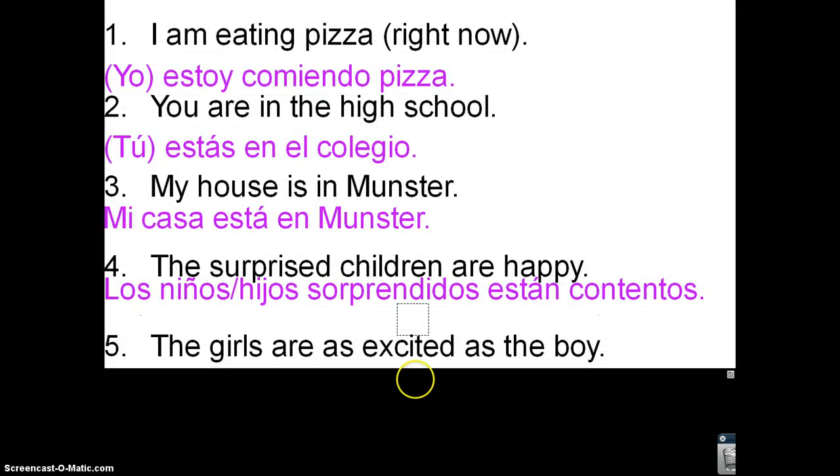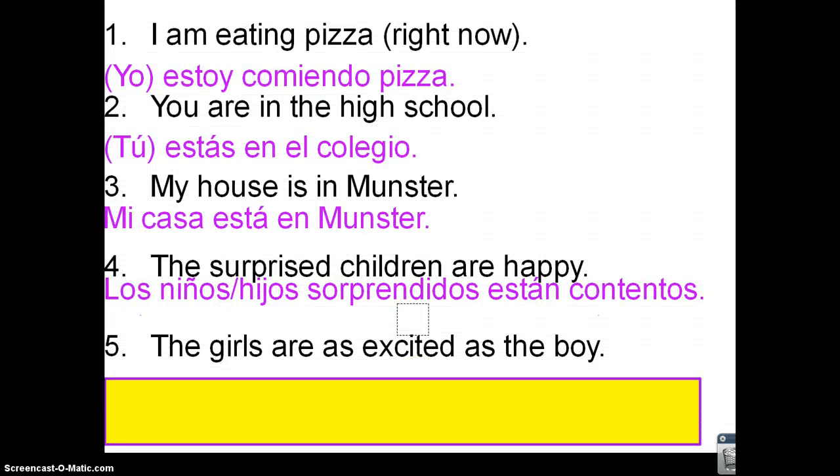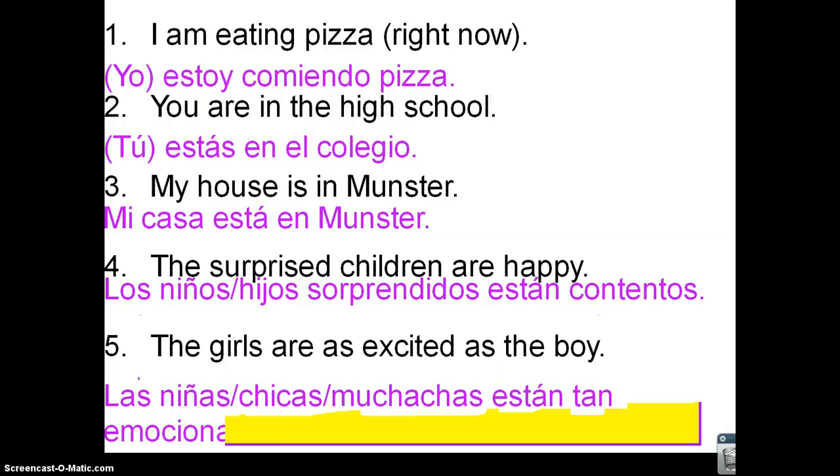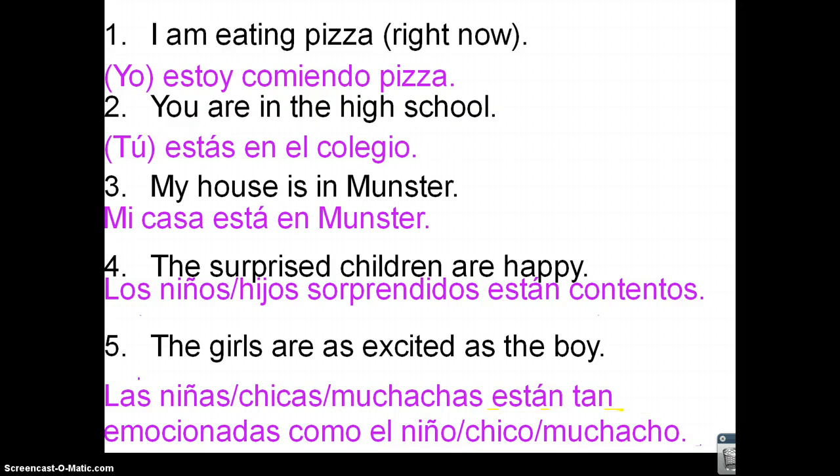Number 5, the girls are as excited as the boy. The girls, as you guys know, there are multiple ways to say the girls. I don't care which way you say it as long as you spelled it correctly. Estar, excited is an emotion, so están again, of course, with an accent. As blank as, tan blank como, excited. To match girls will be emocionadas. As blank as, tan blank como, the boy. El niño, el chico, or el muchacho.